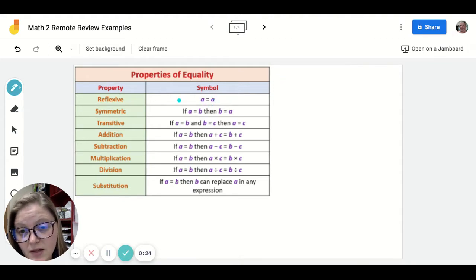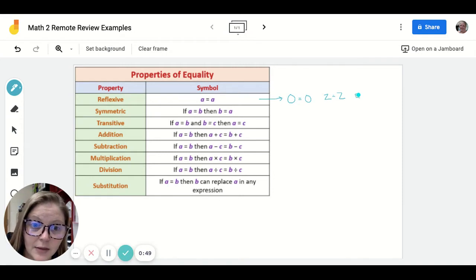So if I'm using the reflexive property, I could have 0 and it's going to equal 0. I could have Z and it's going to equal Z. I could have a frog or a flower and it would equal a flower, because that's what that property tells me.